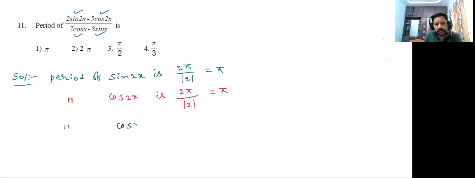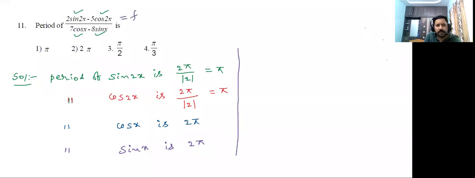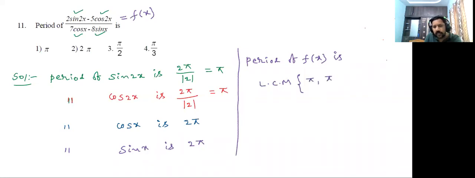Period of cos x is, what is the formula, students? 2 pi. Period of sin x is also 2 pi. So we got period of sin 2x, cos 2x, cos x, sin x. Now I am going to find the given problem, take that f of x. So period of f of x is, what is the formula, students? LCM of pi, comma, pi, comma, 2 pi, comma, 2 pi. LCM of these four periods we need to find.